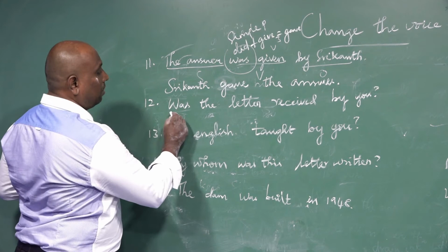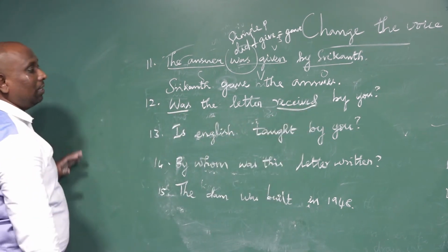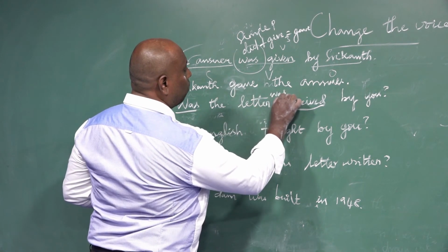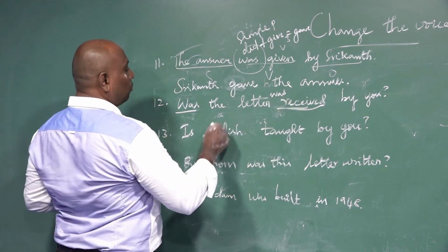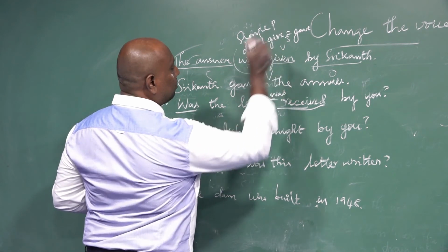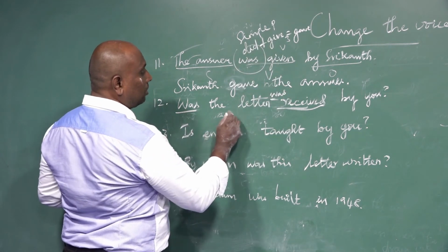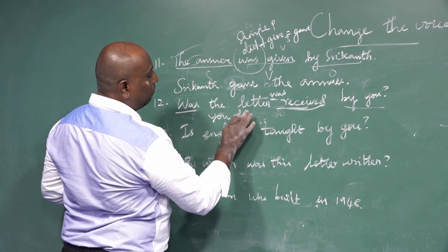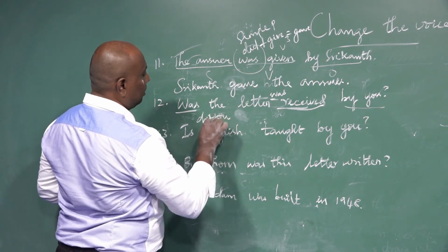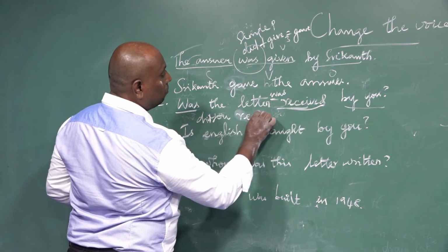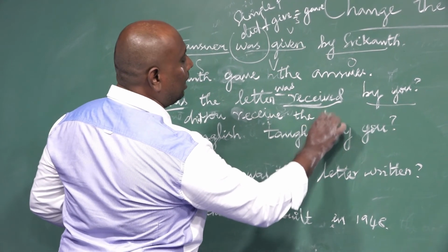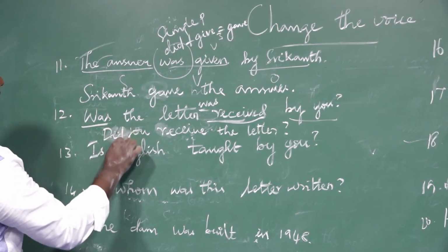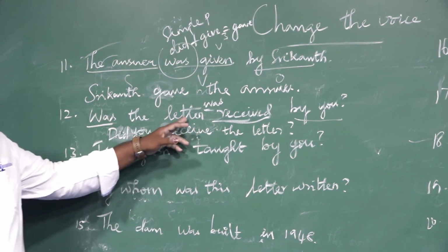Next, "Was the letter received by you?" Was plus received clearly shows this is the passive voice and it is a question. Now change it into an active sentence. How to make it into active? The letter was received by you. What is the auxiliary required? Did plus verb first form, and "by you" will come in the subject place. You, so did plus receive. Did you receive the letter? Question mark. It has to start with the auxiliary verb. So this is the way we have to make it.